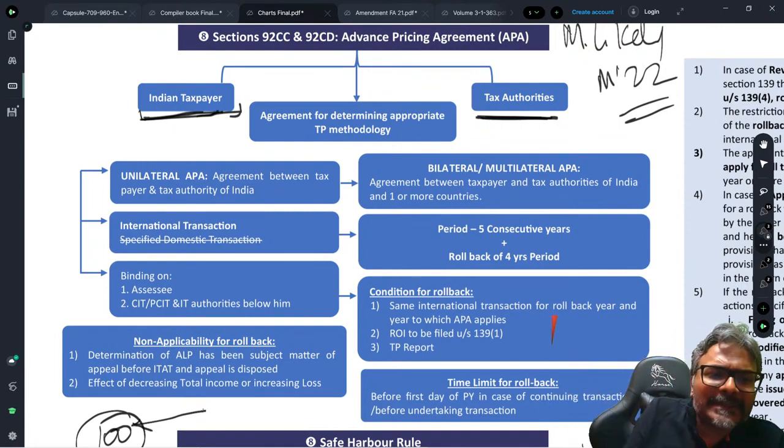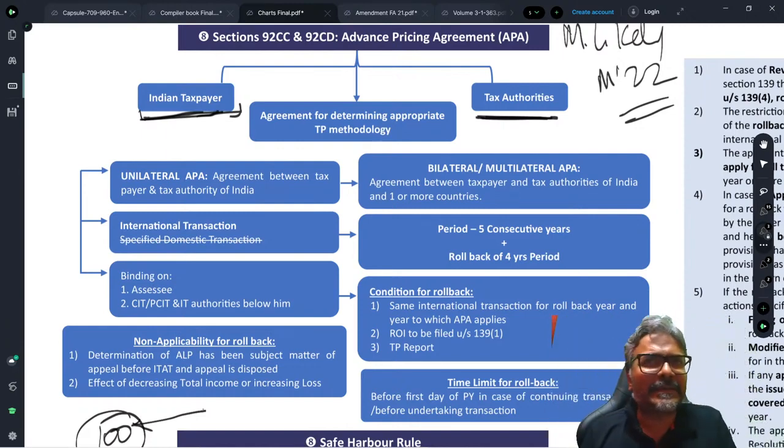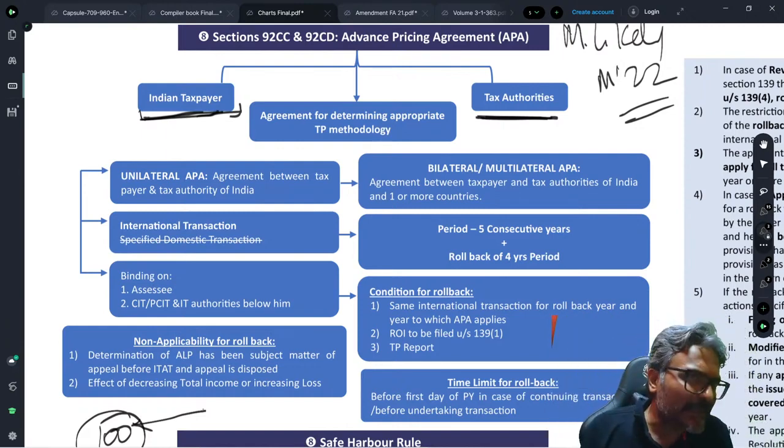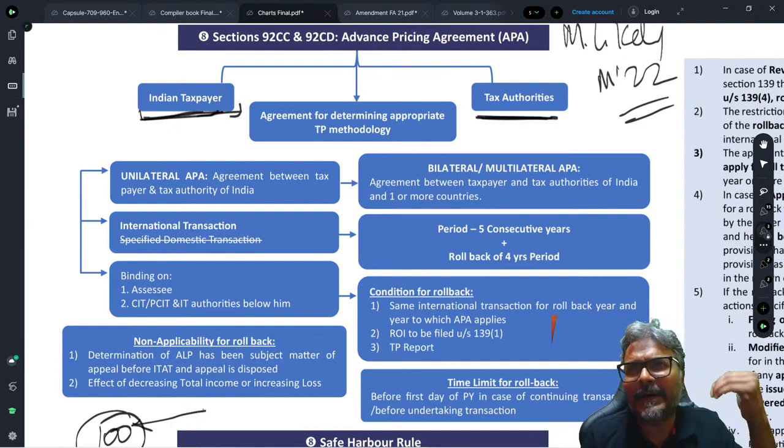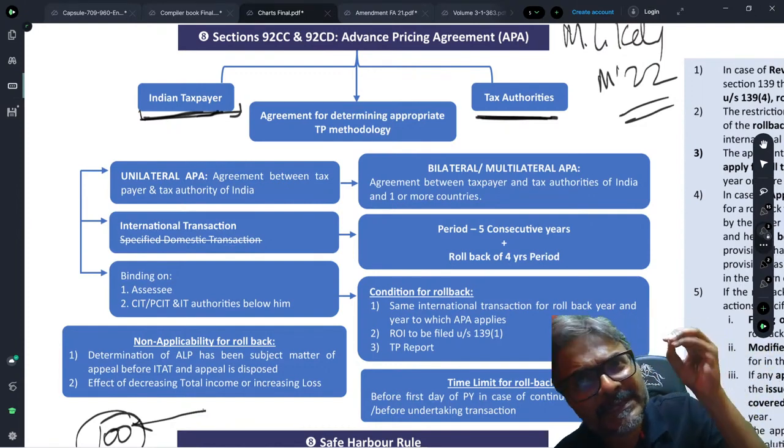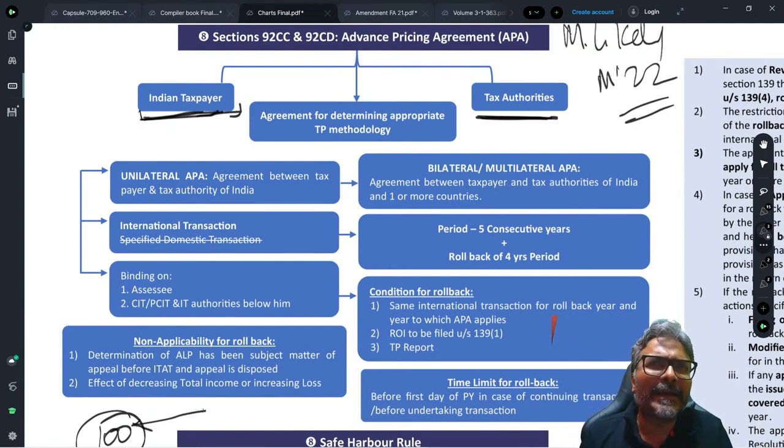Now, knowing the success, please understand, this APA was a relatively new concept. What has happened is that it is not that I have not been doing the same transaction in the past years. I have been doing the same transaction, students, in the past year as well.